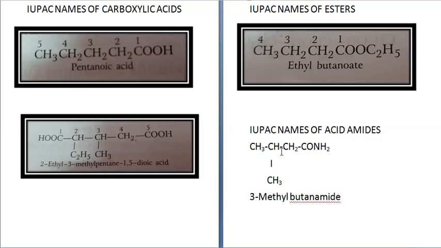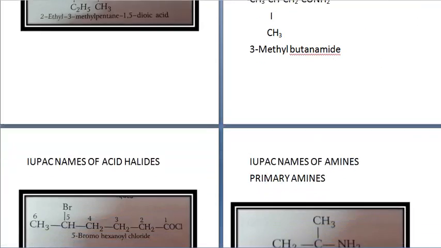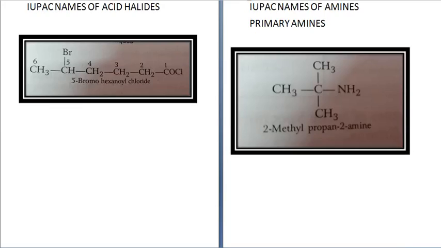If 2 COOH groups are present in a chain, the carbon atoms of the COOH groups are counted in the parent chain and the letter E of alkane is retained. See, this was pentan and now here it will become pentane-1,5-dioic. So E is added over here. COOH, CH, C2H5, CH, CH3, CH2, COOH. The second carbon has ethyl, the third carbon has methyl, and the COOH groups are on the first and the fifth carbon. So it is 1,5-dioic acid.